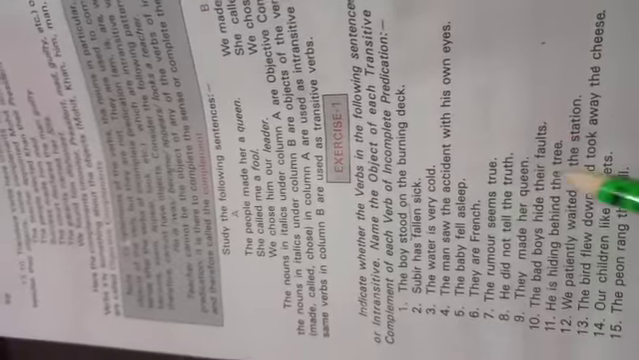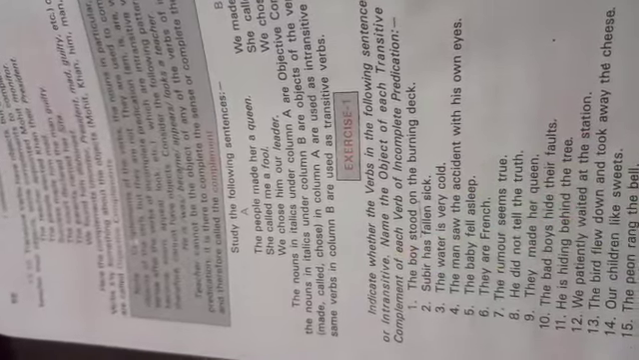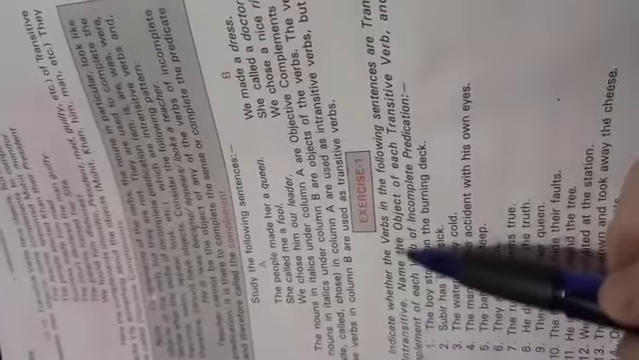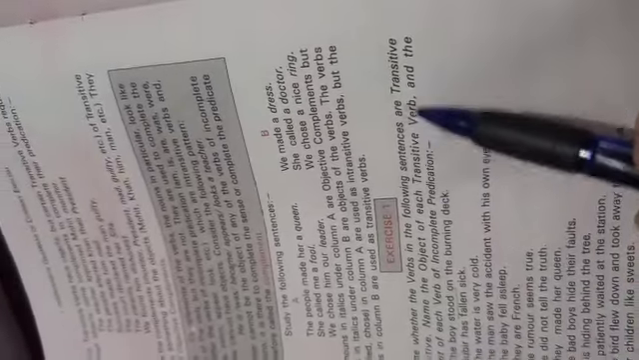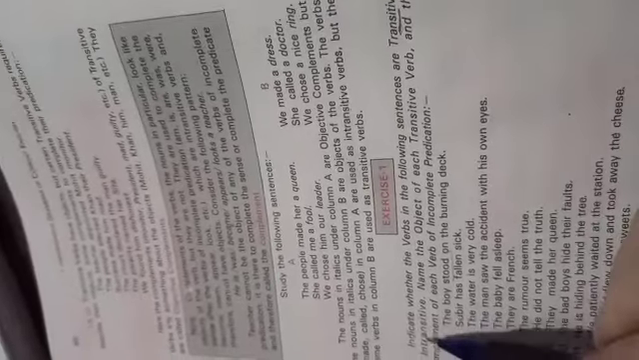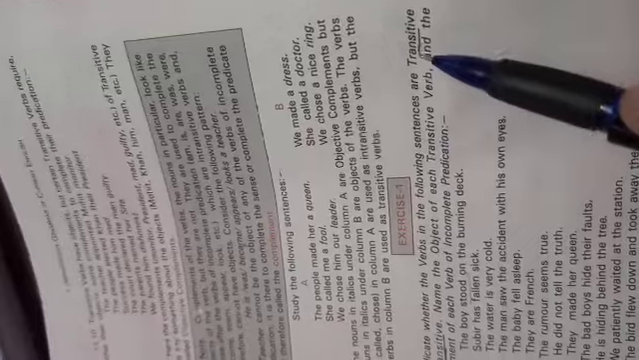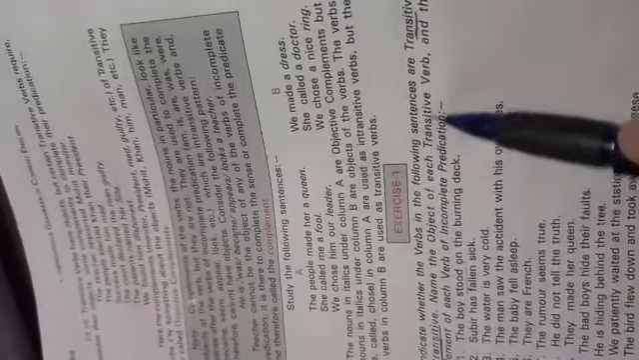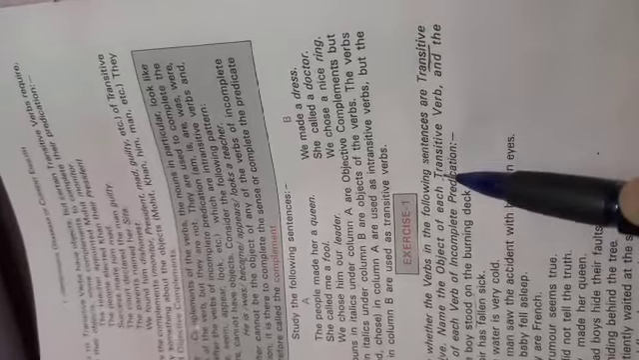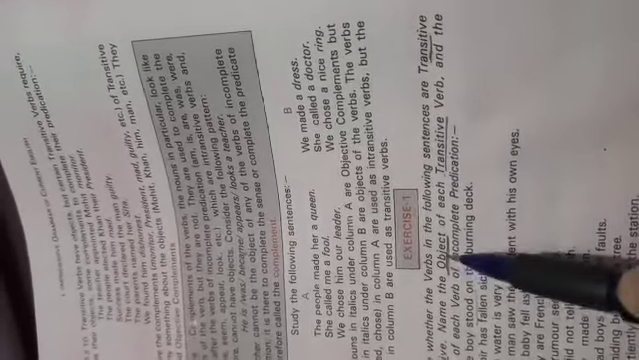Now children, this is the exercise in your textbook. Indicate whether the verbs in the following sentences are transitive or intransitive. First you have to identify whether the verbs are transitive or intransitive. Name the object of each transitive verb. If a verb is transitive, then you have to name the object, right? And the complement of each verb of incomplete predication.